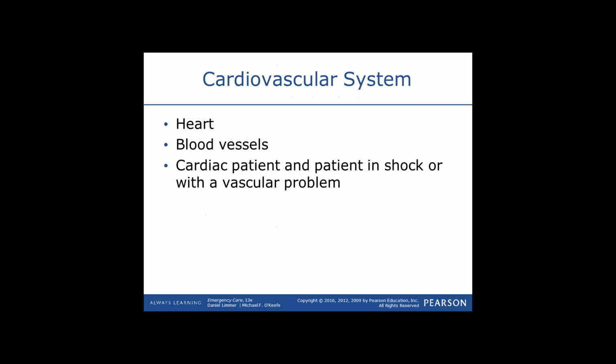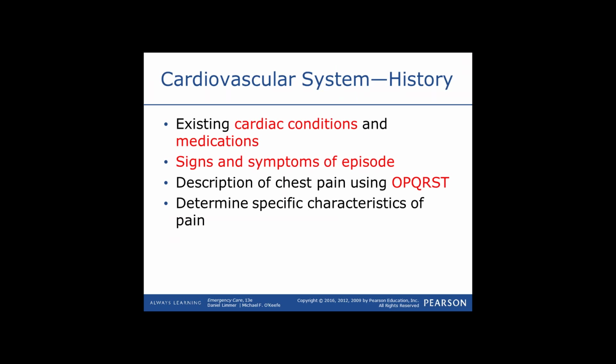Let's go to a little more confusing one. Cardiovascular system consists of the heart and the blood vessels. Okay? That's easy. All right, nice thing is some of these are repeated, right, because they're the same throughout these. So cardiovascular, so they say I'm having chest pain. I want to know, do you have existing cardiac problems? Do you take medications? Then I want to know, what's going on with this specific time?